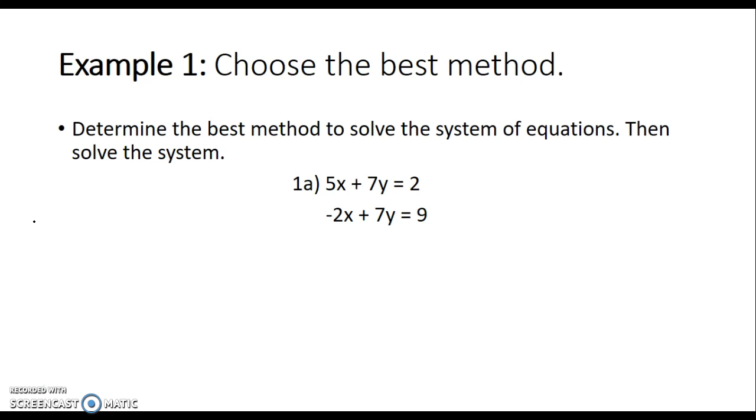Substitution is best if you have a variable that does not have a coefficient on it. So remember, a coefficient is a number that's attached to the variable. In this case, all of these have a coefficient on them. So now I move to elimination. The 5x and the negative 2x, I can't really do a lot with that, but I do have a 7y and a 7y. If I subtracted those, they would cancel out and I would eliminate that variable. So my best method in this case would probably be elimination using subtraction.